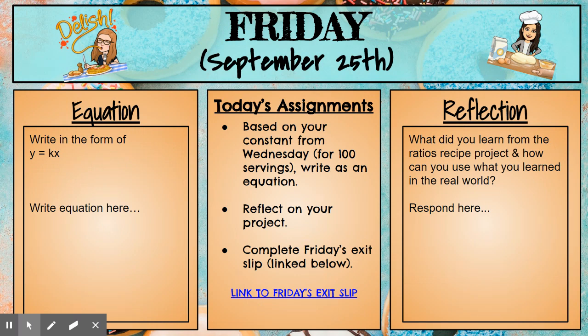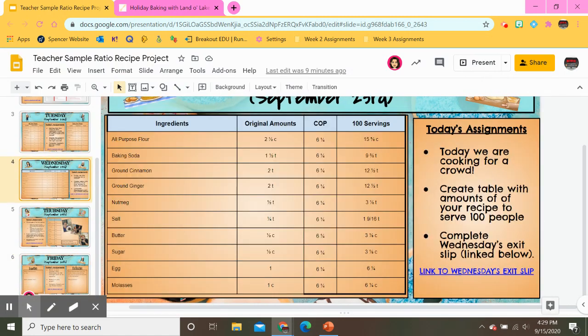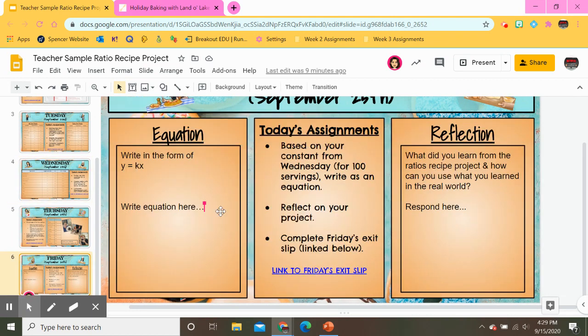Based on your constant from Wednesday for 100 servings, write an equation. Miss Gross is going to go back to the Wednesday slide. If you see, we have our constant of proportionality, which is 6 1/4. If we go to today's slide, our equation, which we know is always y equals kx. So our equation is going to be y equals 6, and we can either put 0.25 or 6 1/4 x, either way. Ms. Gross is putting both of them on there for us. And that is all you have to do for that.